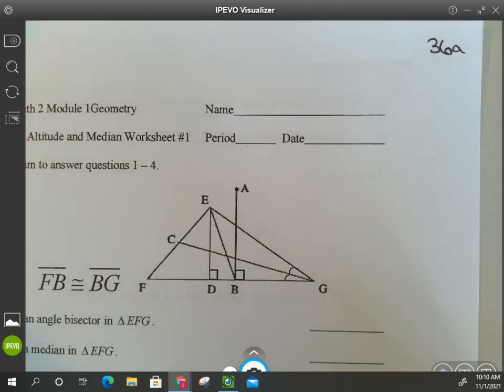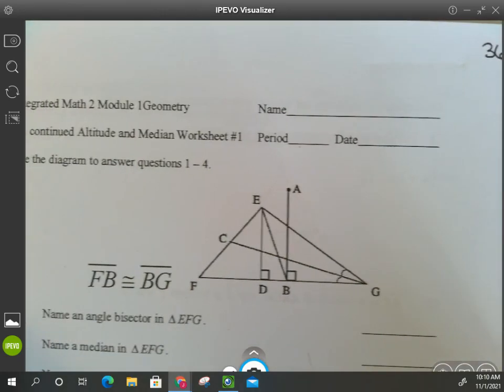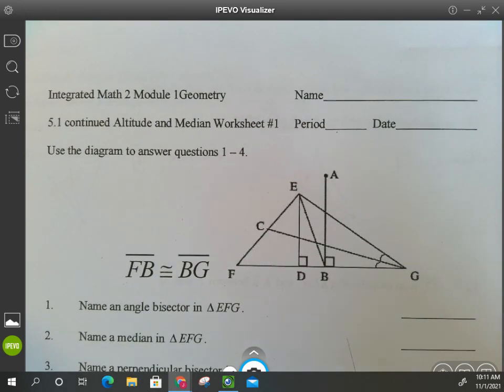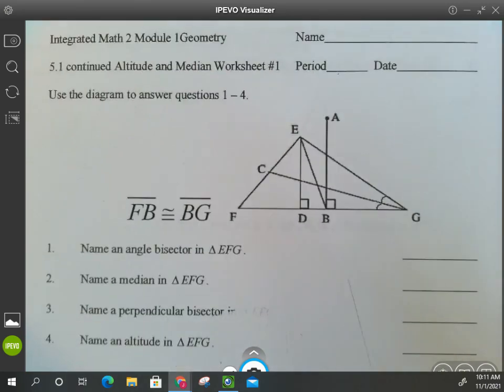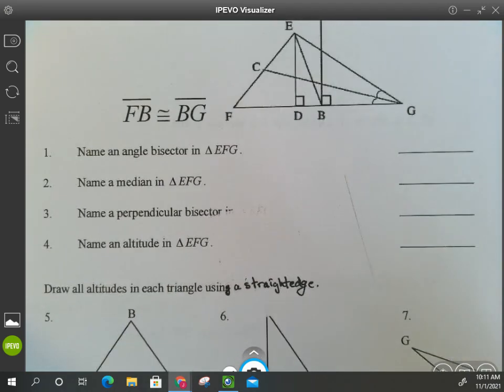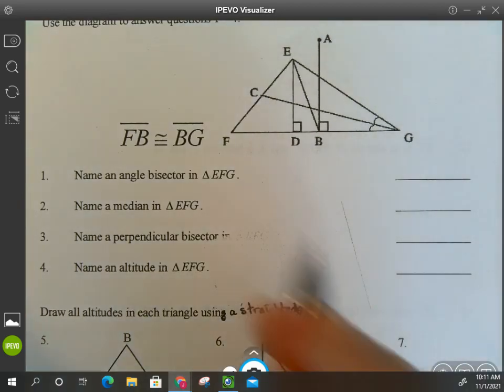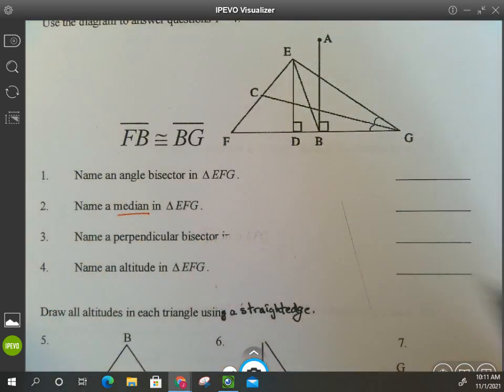Okay, we're looking at 36A and we're going over altitudes and medians. I just want to remind you of some things about altitudes and medians. Slide your worksheet on down, and looking at this example, I think we'll start here. I'm going to jump to number 2, and it talks about a median.